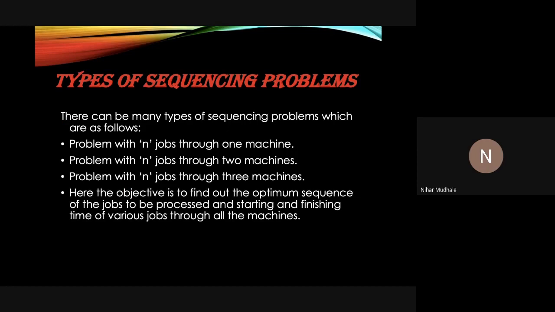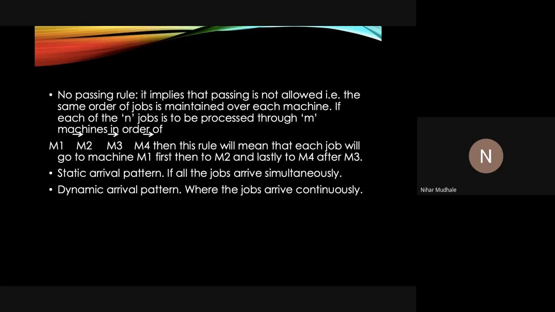First we will discuss the types of sequencing problems. There are many types of problems, such as problems with n jobs through one machine, two machines, three machines. Here's the objective: to find out the optimum sequence of jobs to be processed and the starting and finishing time of various jobs through all the machines.